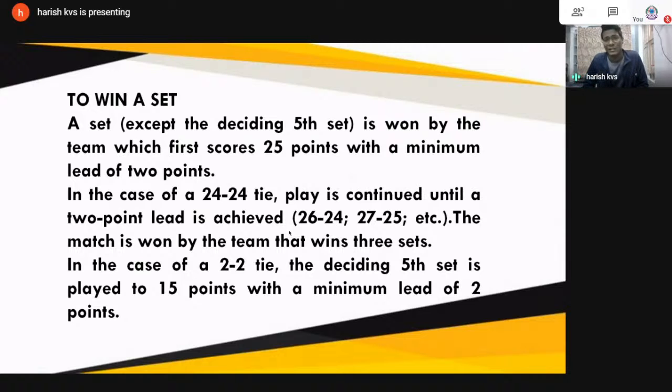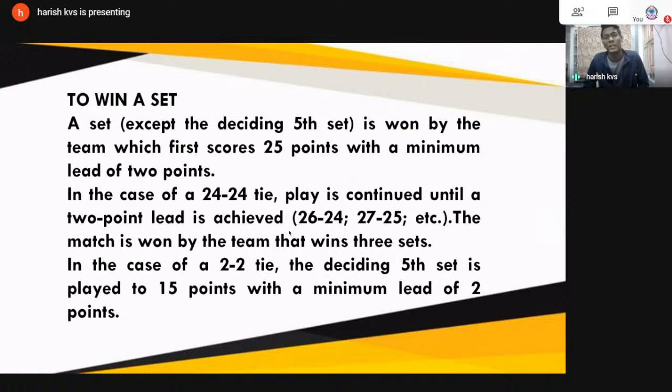Let us see again. A set is won by the team which first scores 25 points with a minimum lead of 2 points. Officially a volleyball game is played as a best of 5 sets. For the very first 4 sets, every set is played to 25 points. The one team who reaches 25 points first will be awarded the set. In case there is a 24-24 tie, where both teams have reached 24 all, the play continues until a 2 point lead is observed, like 26-24, 27-25, etc.